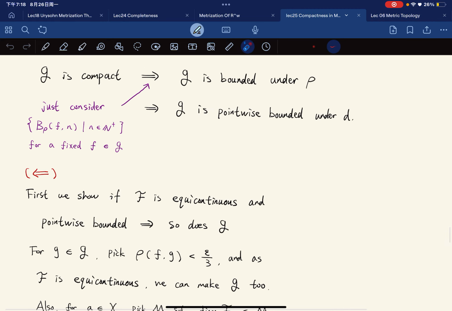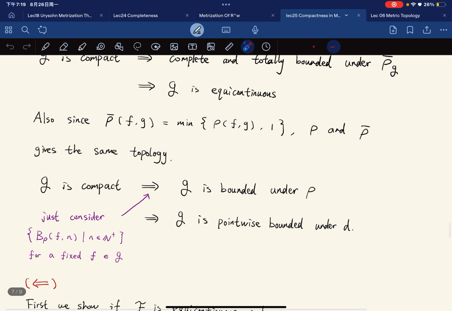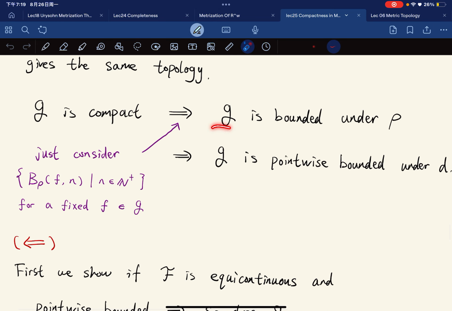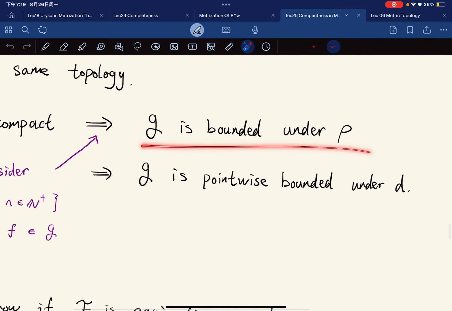So in our case, they give the same topology. So if you're compact in this metric, then you're also compact in the other, in this topology. And as I said, it is bounded. Compact sets are bounded. If you consider the increasing balls around a fixed function, these are open, and since it's compact, it must be contained in one of them, which shows that it is bounded. Then, if it's bounded under rho, it is pointwise bounded under D. You should think about this.